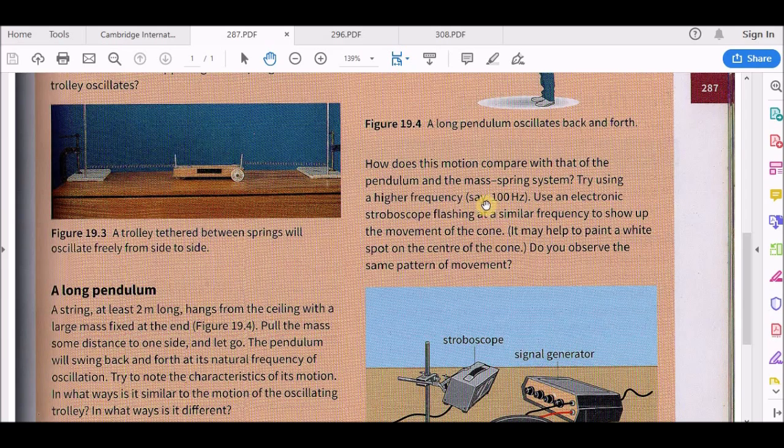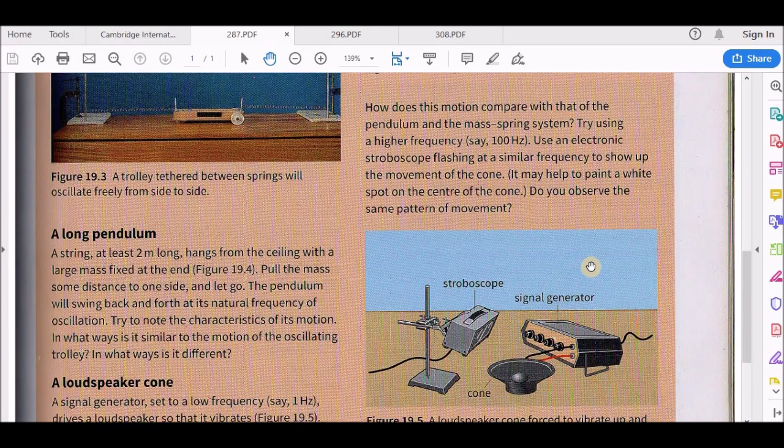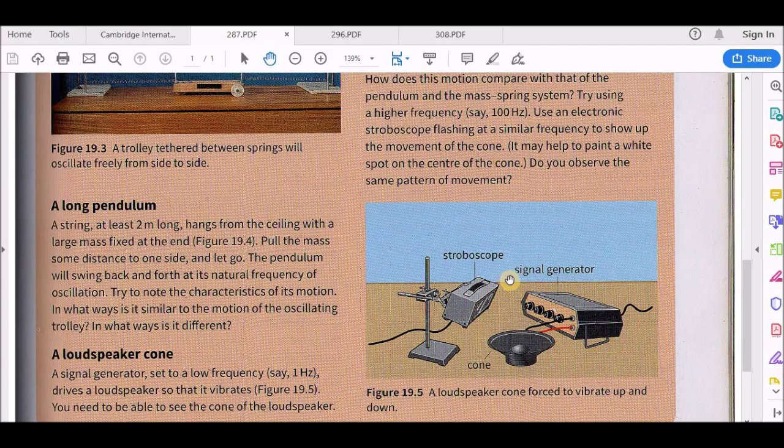Try using a higher frequency, say 100 Hertz. Use an electronic stroboscope flashing at a similar frequency to show up the movement of the cone. It may help to paint a white spot on the center of the cone. Do you observe the same pattern of movement? You have to know what this stroboscope is. I think in the AS class I also explained this. There are different stroboscopes, and the most common one that we use in the A-level classes is the stroboscope that gives flashes of light.